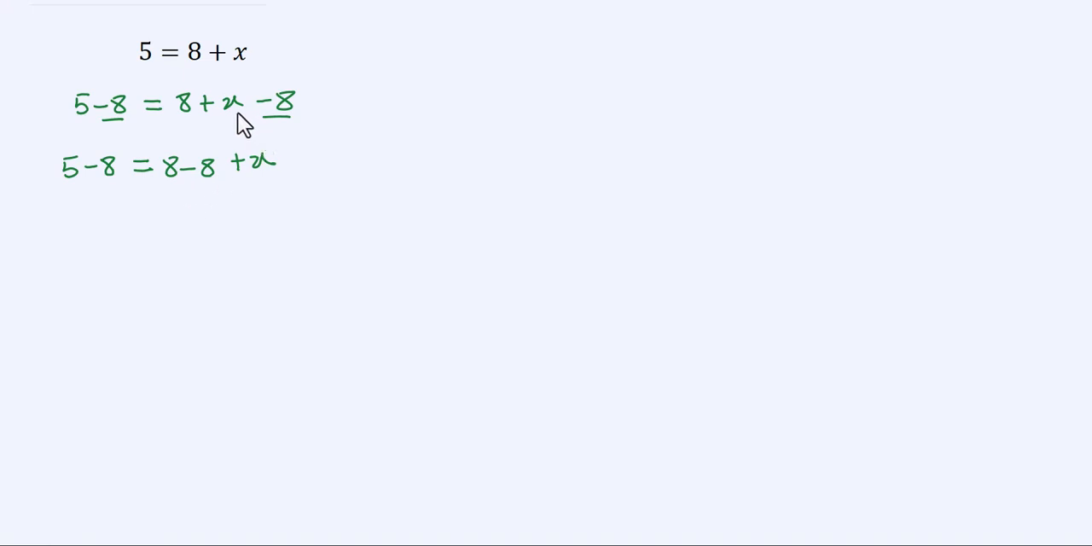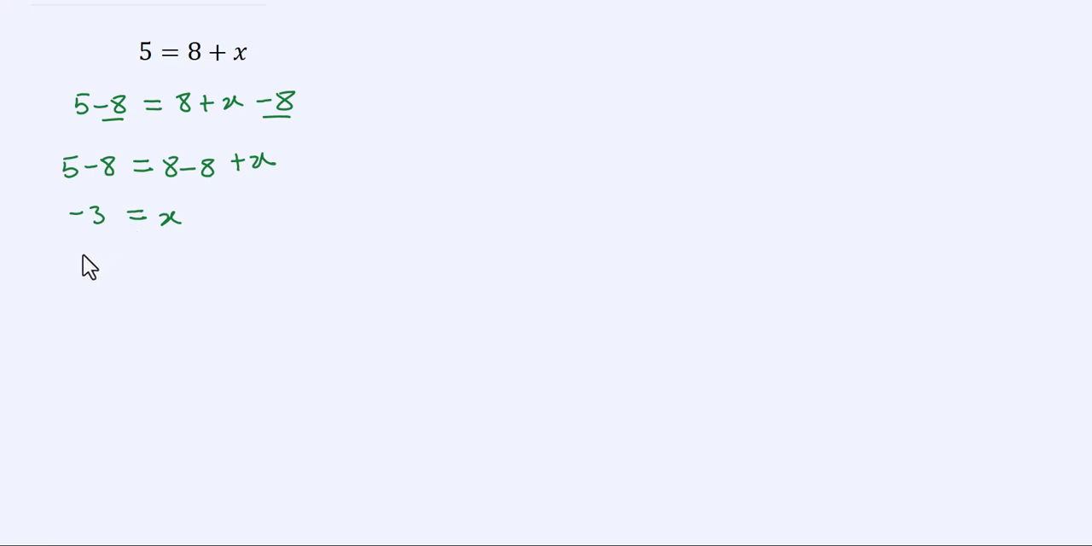If you want to write it in this form, fine, so that you can take your time to arrange and put everything in order. Still cool. So from this point, 5 minus 8 is negative 3. And that is equal to 8 minus 8 is 0, cancels out, and then we'll just have x alone. I believe this is not confusing.